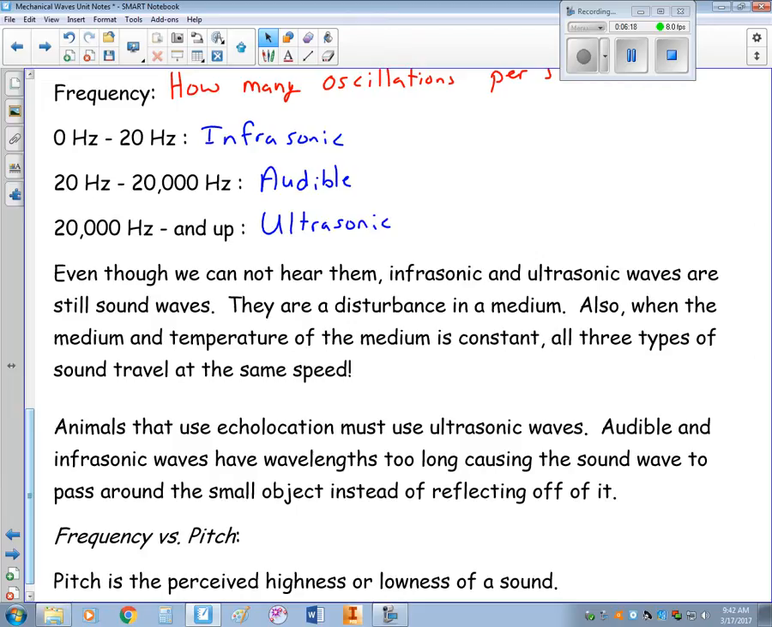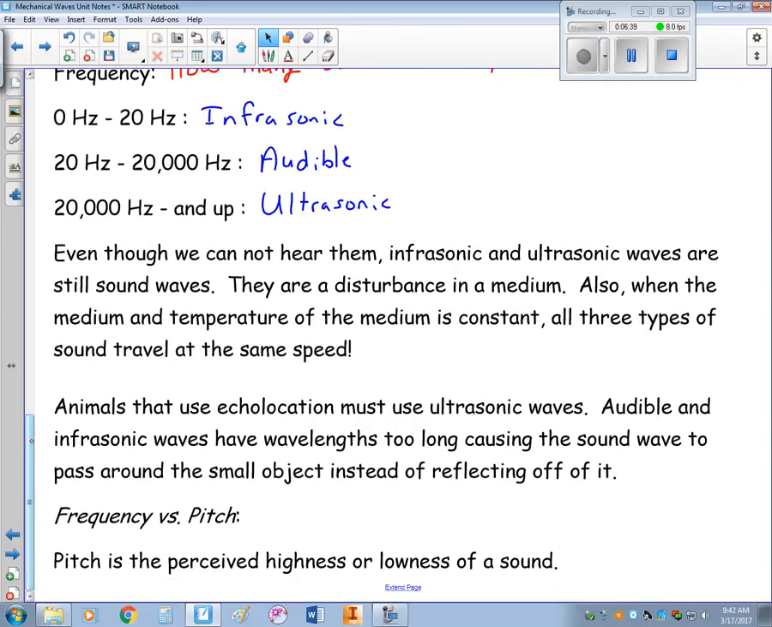And the reason why they use ultrasonic is because for infrasonic and audible, the wavelength is too long and diffraction happens, and the wavelength bends around that object and doesn't get fully reflected. It'd be like the animal seeing something fuzzy if they tried to use audible waves. So you have to use very high frequency, very small wavelength waves.